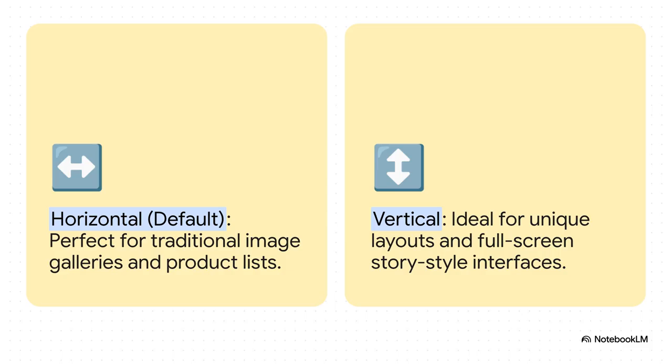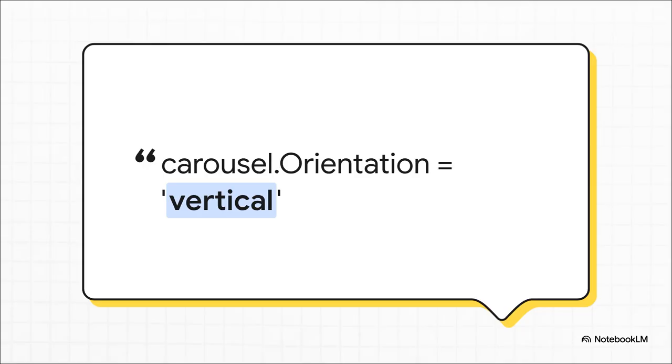I mean, think about those full-screen, story-style interfaces you see everywhere on social media. That vertical swipe creates this really immersive, focused experience. It just completely changes the entire feel of the interaction. And this is the best part. Making that huge change in user experience doesn't mean you have to rewrite a bunch of complicated code. Nope, it is literally one line. You just tell it carousel.orientation equals vertical, and bam, the component does all the heavy lifting. That's what I call powerful.